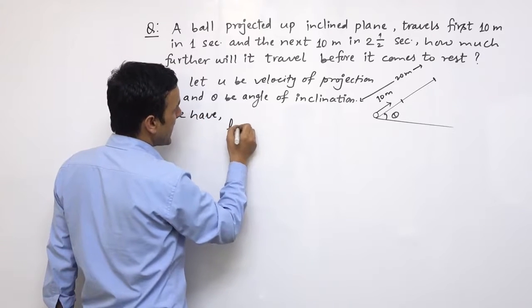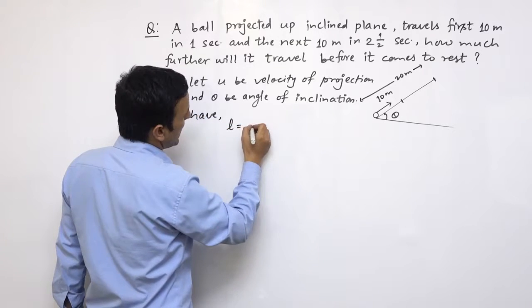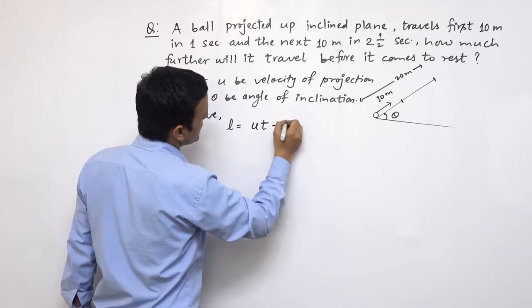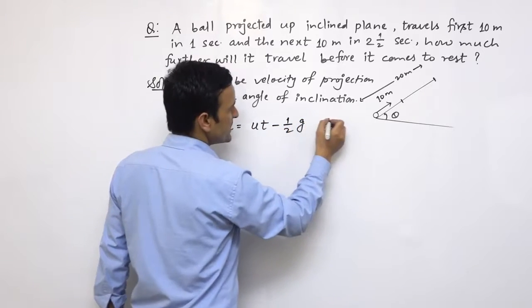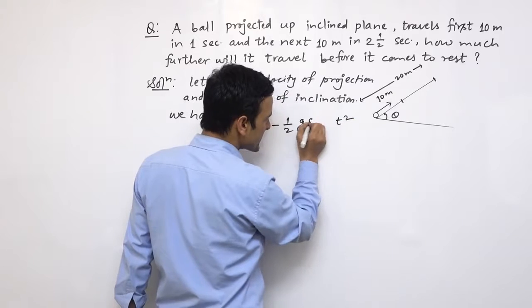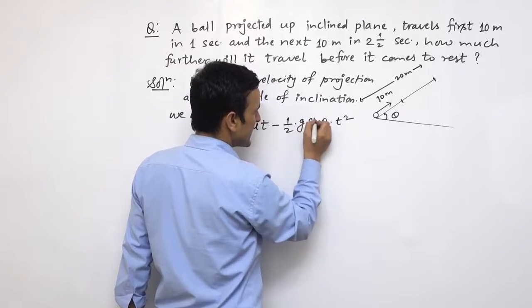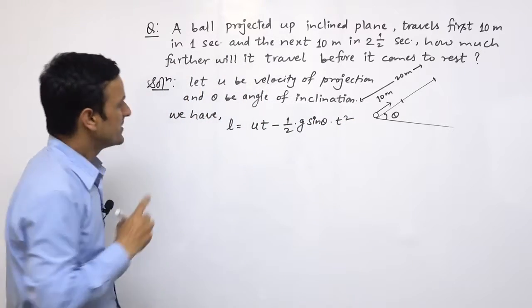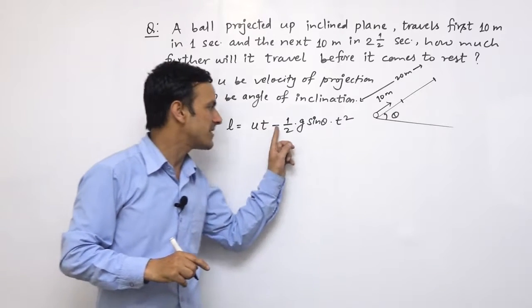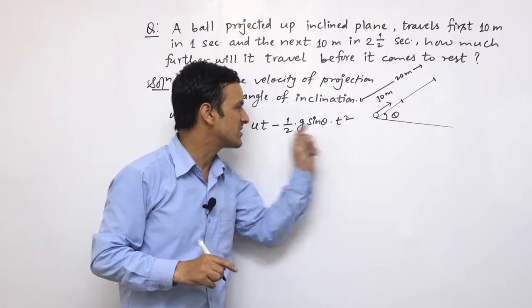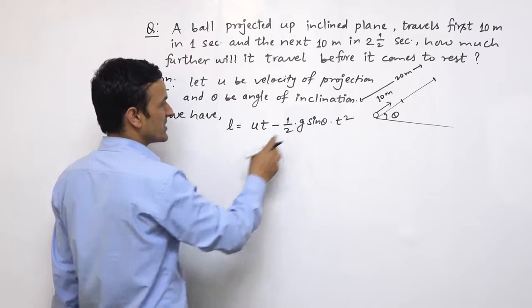So we have the formula L is equal to ut minus half g sin theta t square. Here we take g sin theta. So L is equal to ut minus half g sin theta t square. This is the formula.